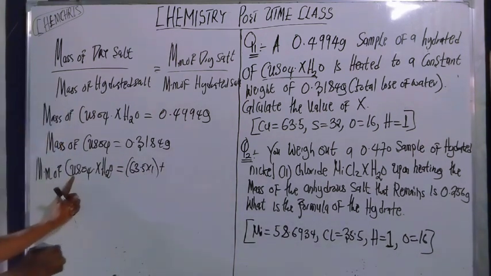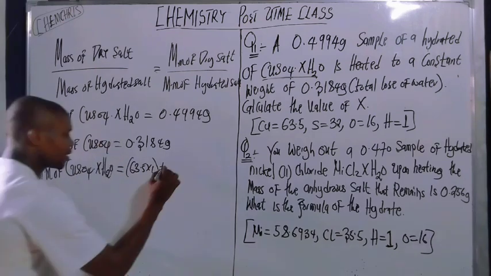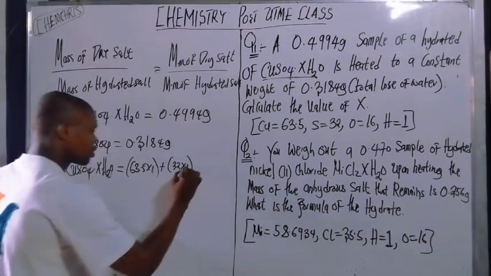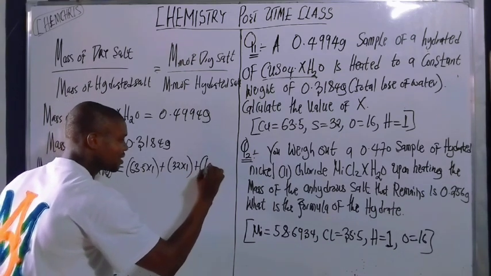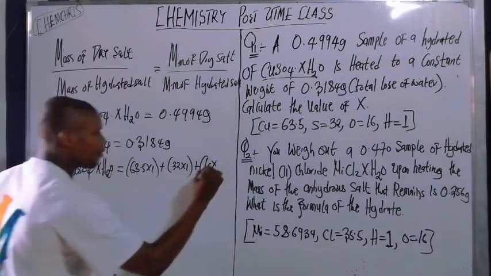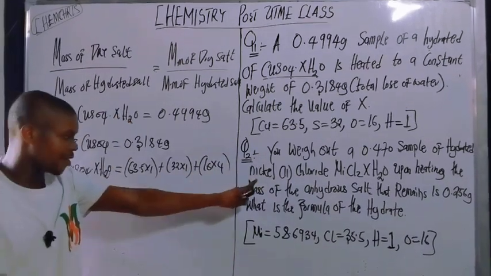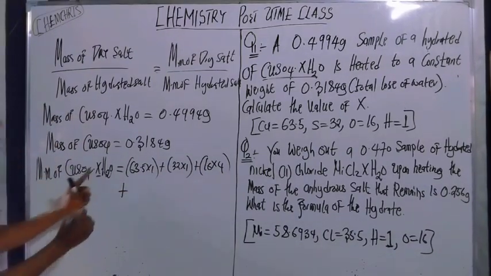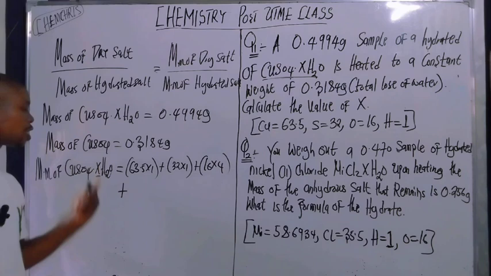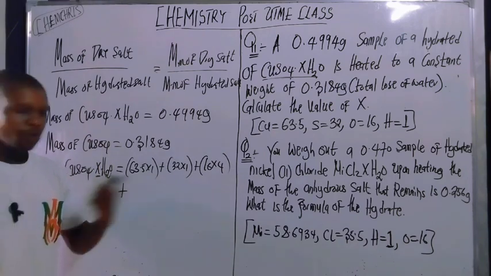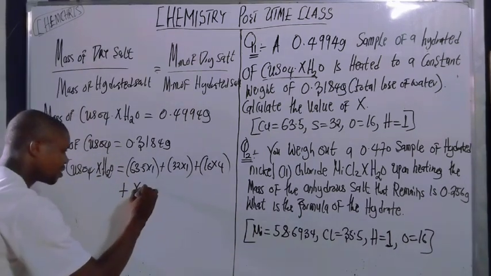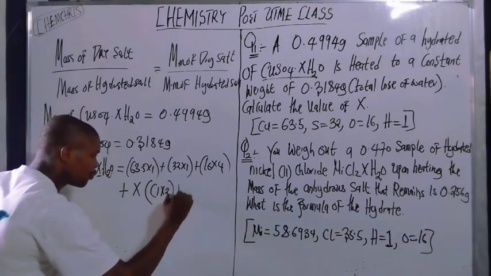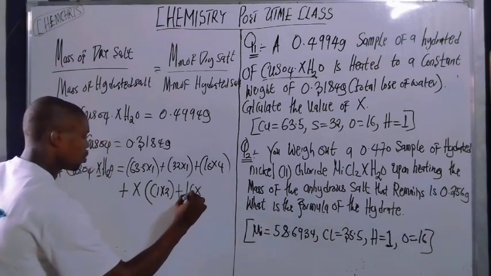Plus sulfur is 32, so it's going to be 32 times 1, right? Plus oxygen is 16 times 4. I don't have any other space again, right? So I'll just put this here, plus. Now this X is affecting the whole of water. So that is the number of waters in the salt. So it's going to be X, then open the bracket, 1 times 2 plus 16 times 1.